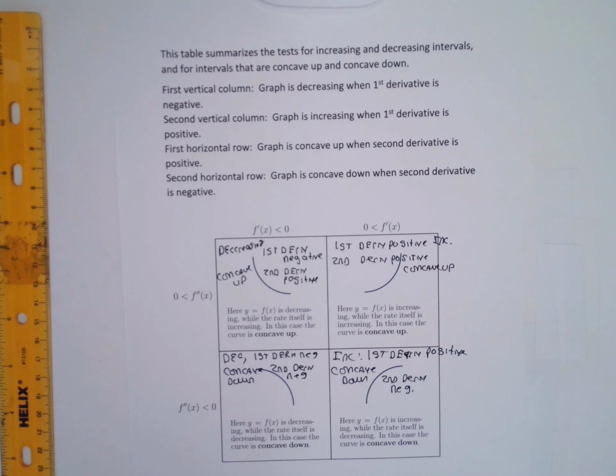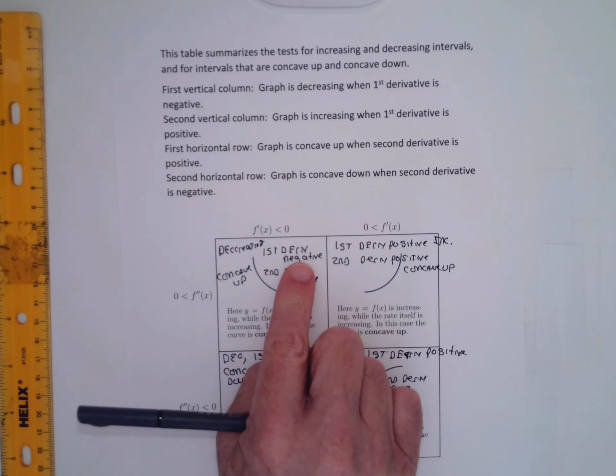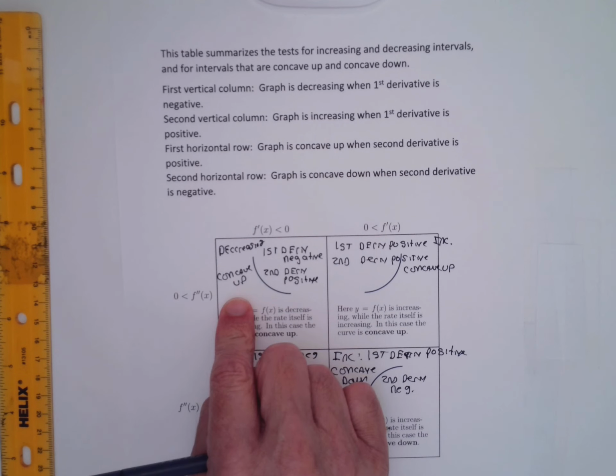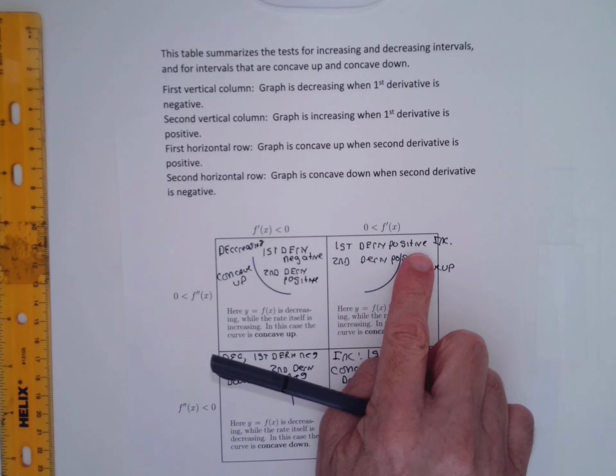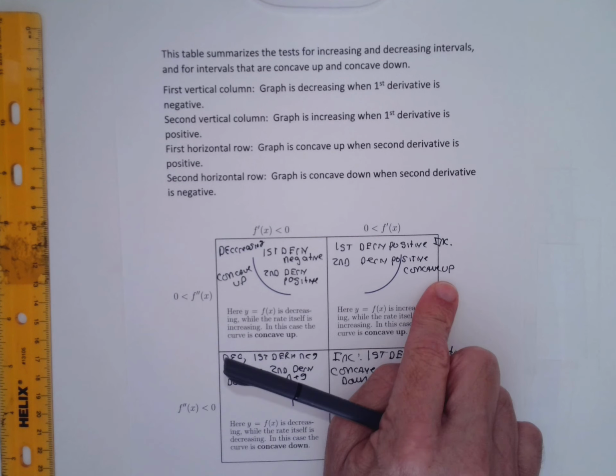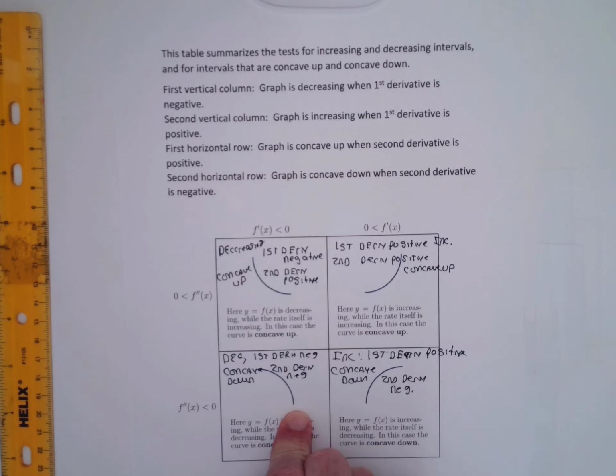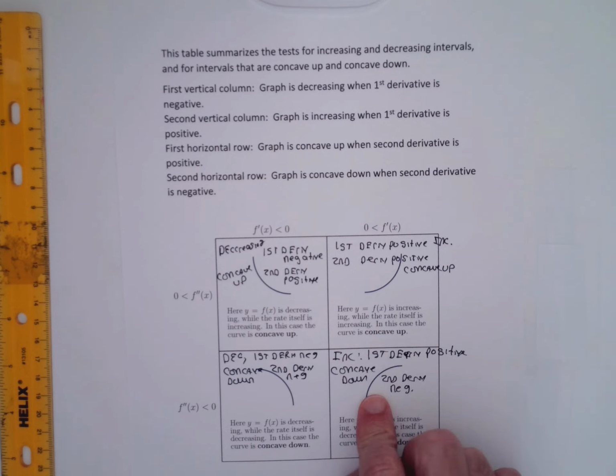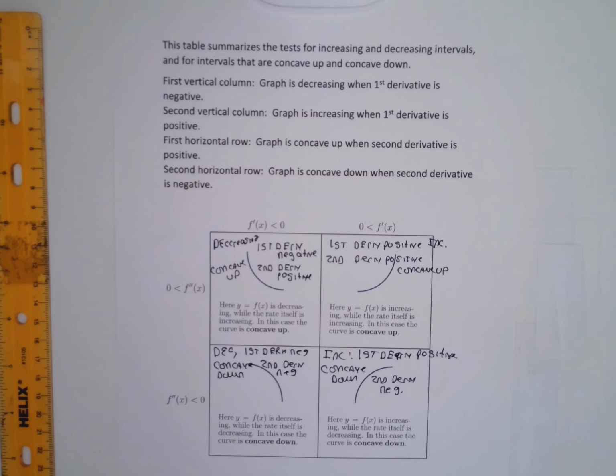So this is important in terms of this section and section 3.4. Decreasing, first derivative negative. Concave up, second derivative positive. Increasing, first derivative positive. Concave up, second derivative positive. Decreasing, first derivative negative. Concave down, second derivative negative. Increasing, first derivative positive. Concave down, second derivative negative. That's kind of the whole ball of wax right there. That's the big concepts between sections 3.1 and 3.3 jammed together in a table. That's important to at least conceptualize.